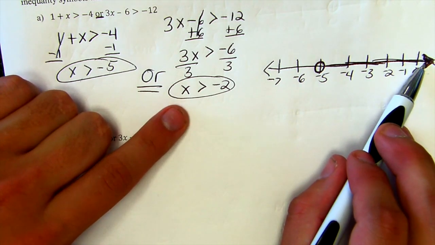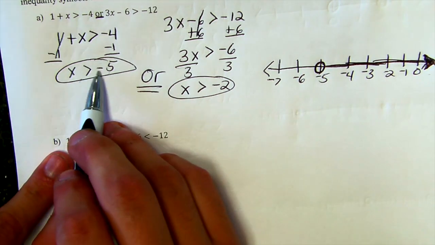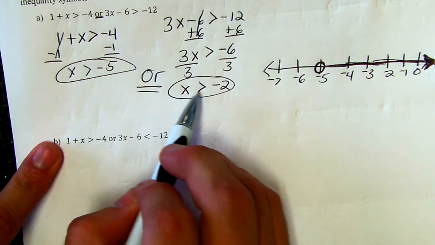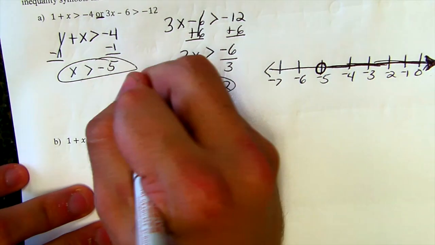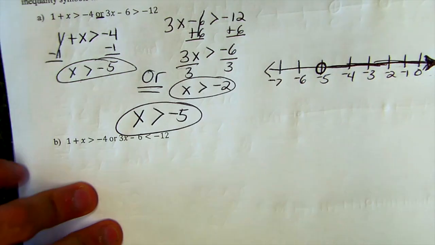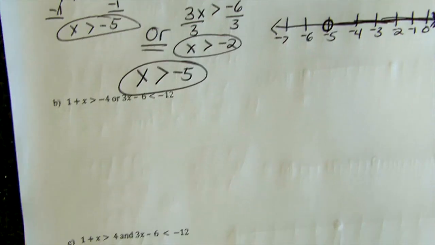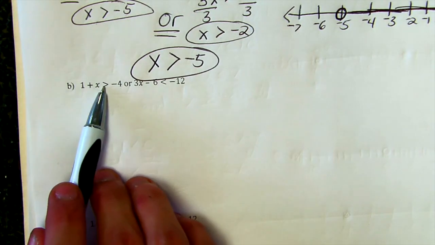It would be true once we get past negative 2, that each one of these x's to the right of negative 2 would also be true. So we could just say that x is greater than negative 5, or x is greater than negative 2, is the same thing as if we just graphed x is greater than negative 5. Okay? Now let's look at b.